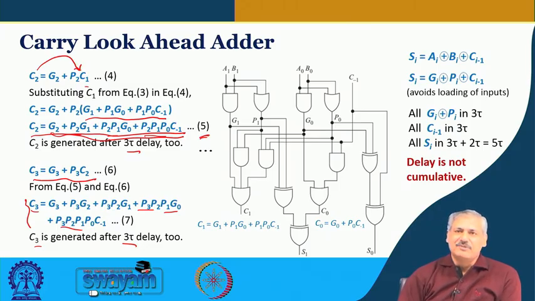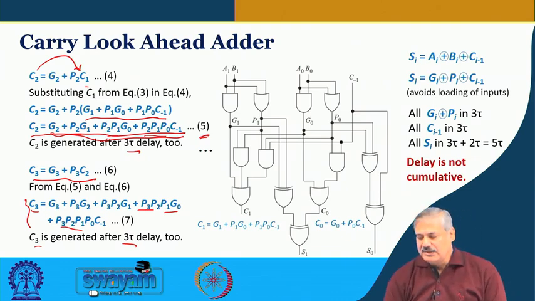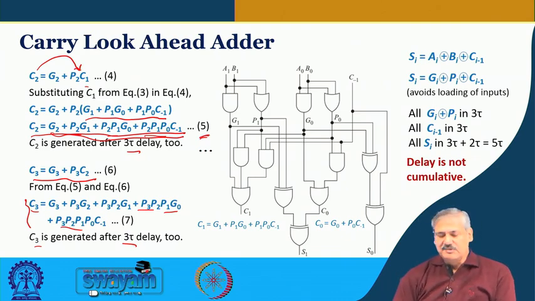But that is something for which we cannot indefinitely extend it. We have to confine it to a certain number of bits. So, that is the way the carry is getting generated. Carry is generated after 3 tau, right. And what about the sum bit?